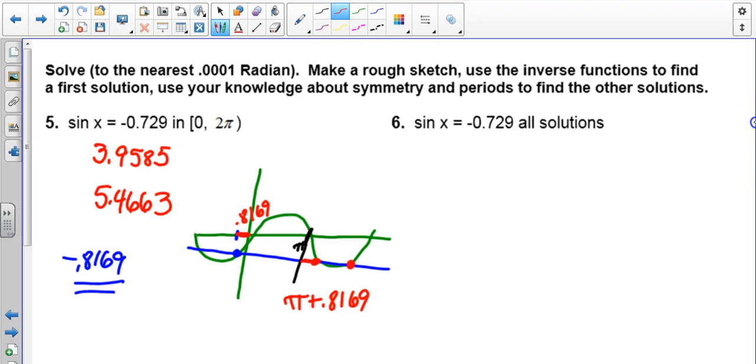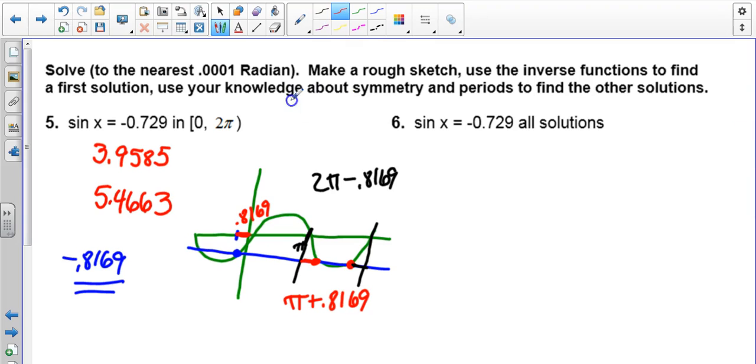All right, the other one over here, to find that answer, I could just add 2 pi, but I could also have said 2 pi that same distance back right there. So type 2 pi minus 0.8169, and you would have got the 5.4663 number. Okay, so I had to use the symmetry of the graph to figure out the right answers.